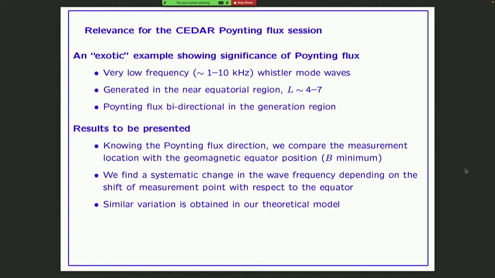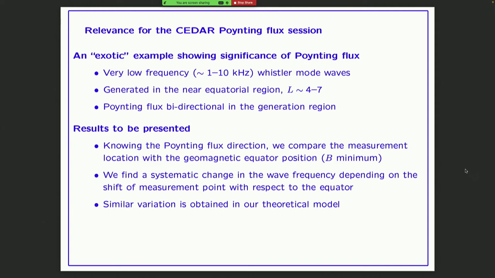What you're showing, have you seen any hemispheric asymmetry in these waves in Themis? We've seen some previous presentations indicating asymmetries in the ionospheric Poynting flux. So does the source show that?